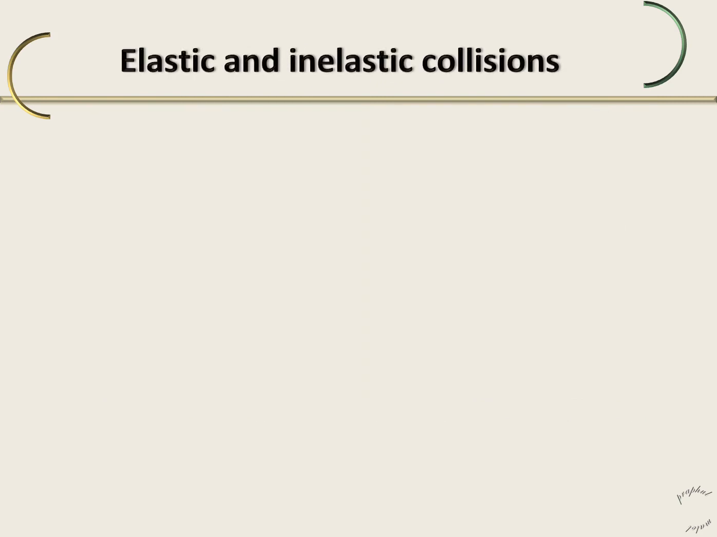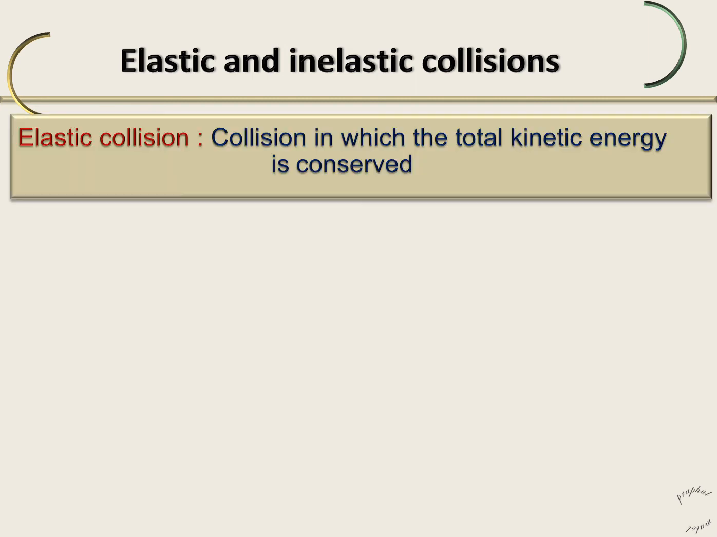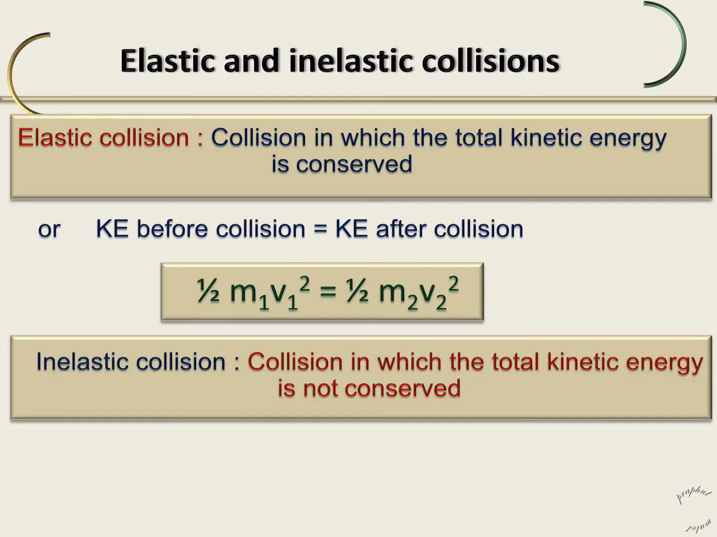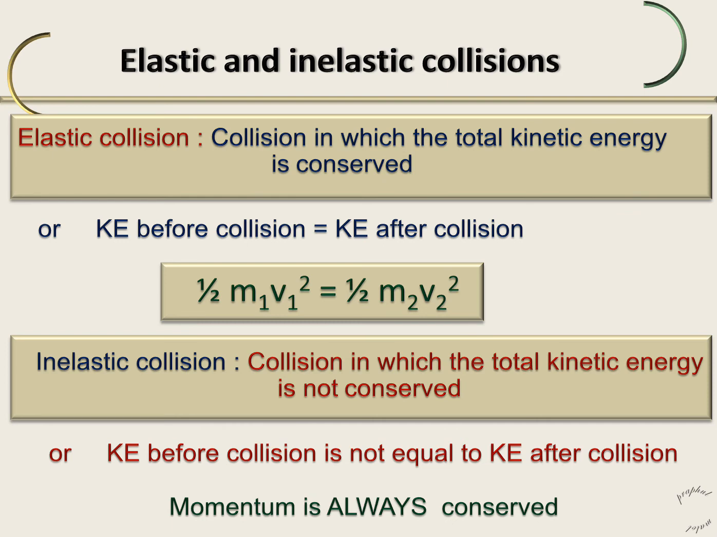Now let's see the definitions of elastic and inelastic collision, which we have just discussed. Elastic collision is a collision in which K is conserved. If you want to prove any collision is elastic, find the kinetic energy of the system before, meaning all the bodies' kinetic energy before a collision. If it's equal to all the bodies' kinetic energy after collision, it's called elastic. If it's not equal, we call it inelastic. But remember, momentum is always conserved. It doesn't matter whether it's elastic or inelastic. Momentum will always be conserved.